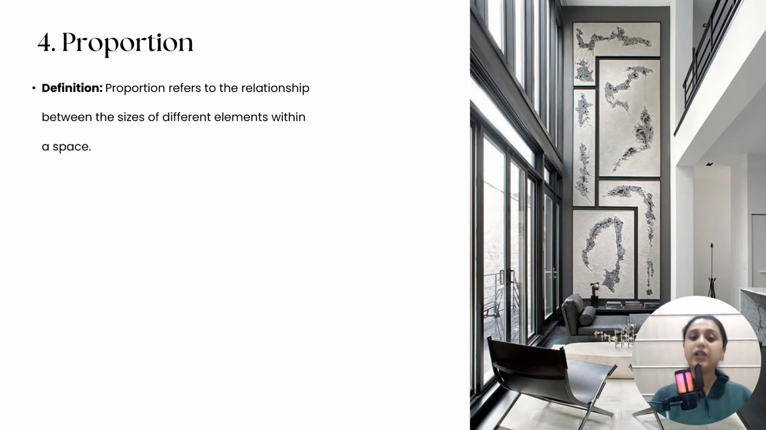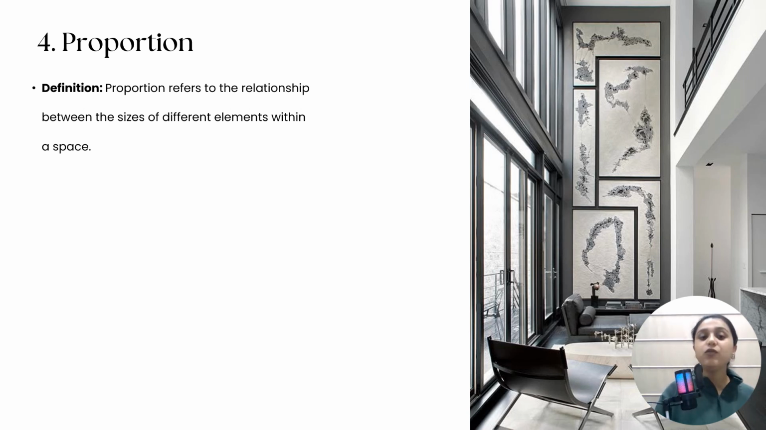Now, the fourth design principle is called proportion. Proportion refers to the relationship between the sizes of different elements within a space. When we are designing a space, it is very important for us to understand proportion, which means we know that human beings are going to reside in this space. How is a human being going to react to the complete space? How are the different elements going to be proportionate to the space? So if you are using, let's say, a very small sofa in a space with a very high ceiling and a very large volume, that would not make sense, right?